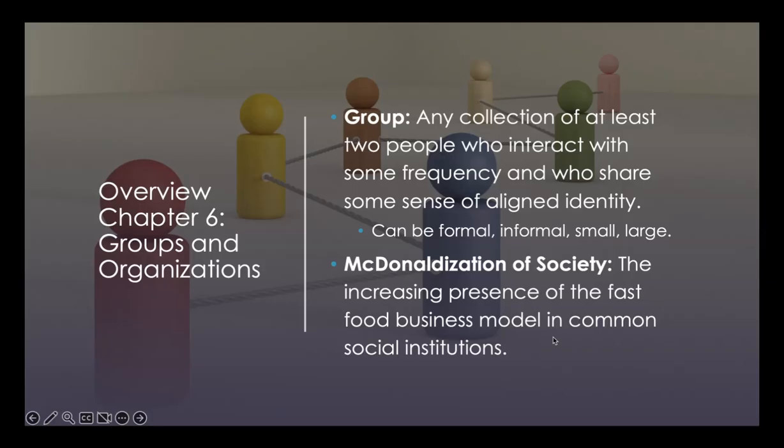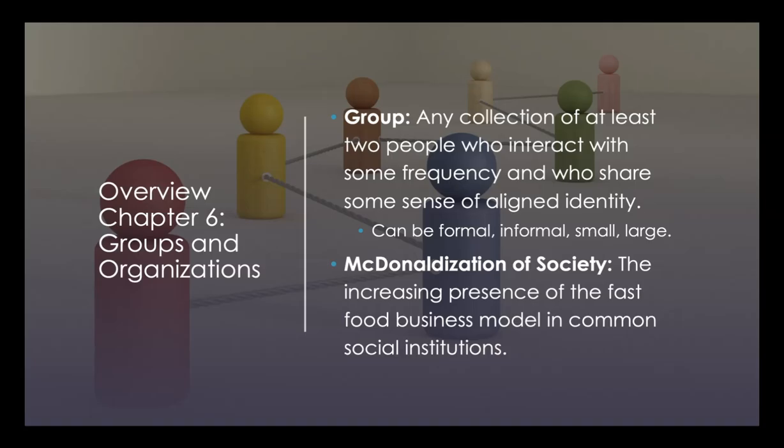All right, so transitioning into chapter 6 and our unit on groups and organizations. Groups can be defined as any collection of at least two people who interact with some frequency and who share some sense of aligned identity. So groups can be formal, informal, small, or large. If you think again about education as an example, we all identify probably as an informal group of people affiliated with a college or university because we all either work and or take classes at Sinclair, right? And so from there, there's different ways we can sort of organize different types of groups.